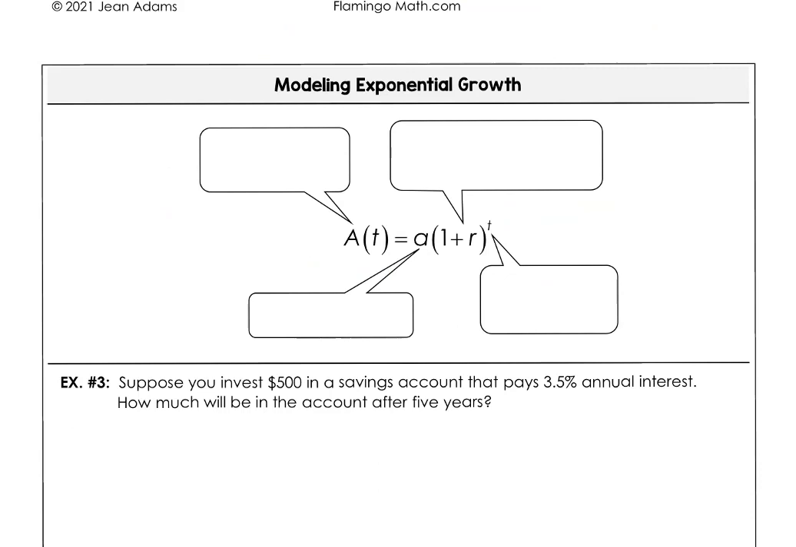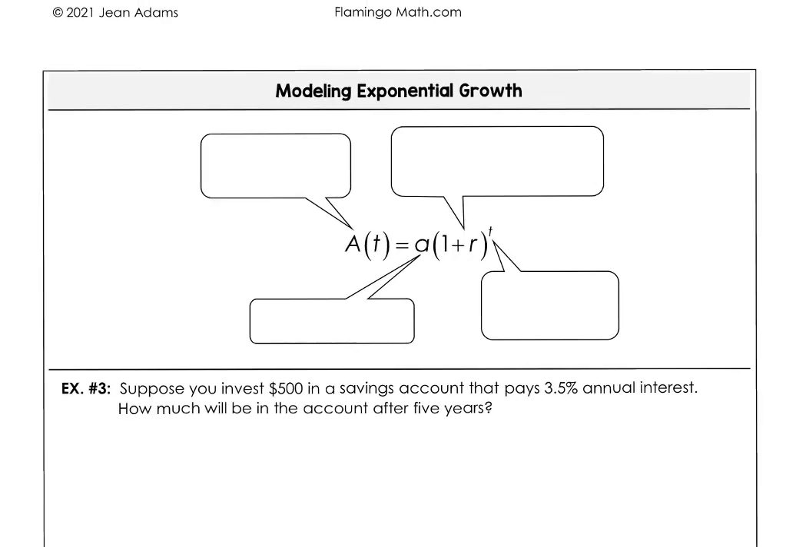So understanding our model equation, you want to know what each piece of the equation represents. Starting out with A of t, that's the amount that's in some account or some situation after t time periods. So that's the amount after some t time period.